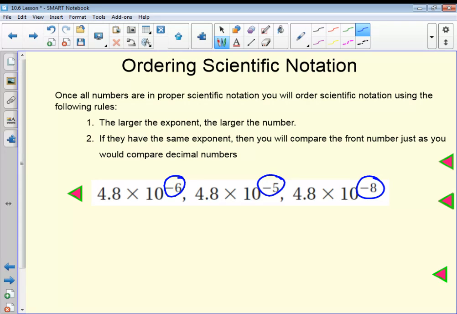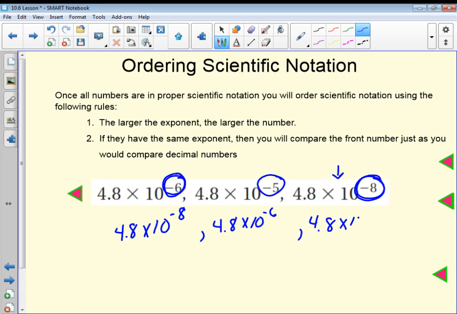So normally we would say the bigger the number, the more it's worth. Well, we're working opposite because we're working with negatives. So the bigger the digit behind that negative sign, the less it's worth. So if I'm going to do smallest to largest, this one here is my smallest because it has a -8. So 4.8 times 10 to the -8. Well then, which one would be the bigger number between -6 and -5? Well, you would think 6 is bigger, so we're doing opposite, so it's really smaller. So then I would say 4.8 times 10 to the -6, and then 4.8 times 10 to the -5.